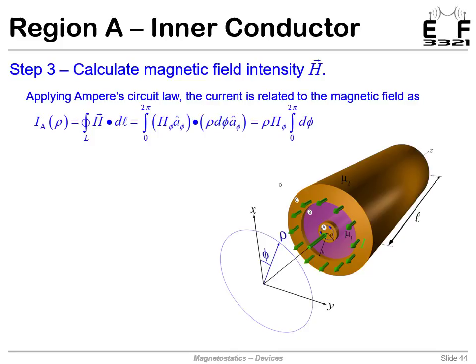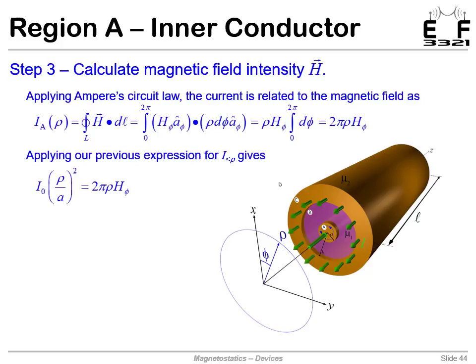So we can bring constants to the outside, which is rho and H phi. Neither of these are a function of phi. And then we're just left with a phi dot a phi, which is 1. And so we just have this integral 0 to 2 pi of d phi. So this entire integral is just 2 pi. So we've derived using Ampere's circuit law the total enclosed current as a function of the magnetic field.